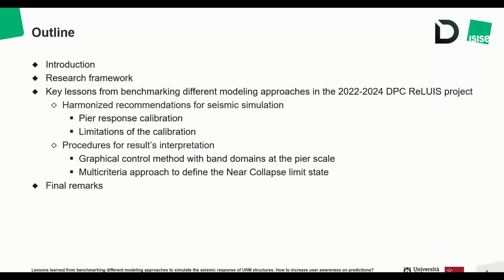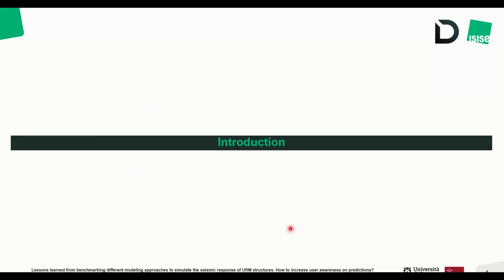So moving directly to the outline of the presentation. Today we will go through a brief introduction and research framework of the ReLUIS project, and then we will talk about the key lessons that we learned from the benchmarking of different modeling approaches, so not only in Diana, but also in other finite element models. This core part of the presentation is divided into different parts: the harmonized recommendations for seismic simulations, with the pier response calibration and an example and limitation of this calibration. Then the procedure for results interpretation with two proposals, basically a graphical control method with band domains at the pier scale and a multicriteria approach to define the near collapse limit state. So let's start with the presentation.